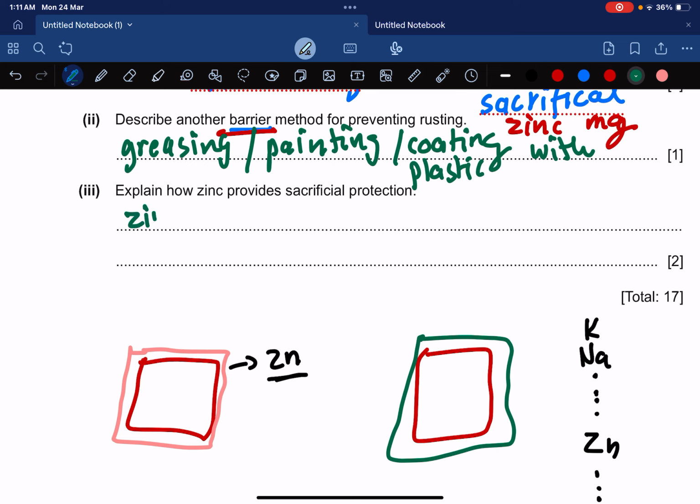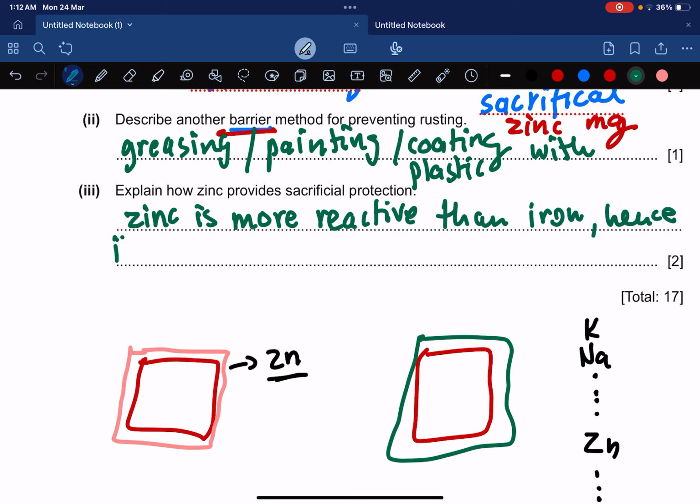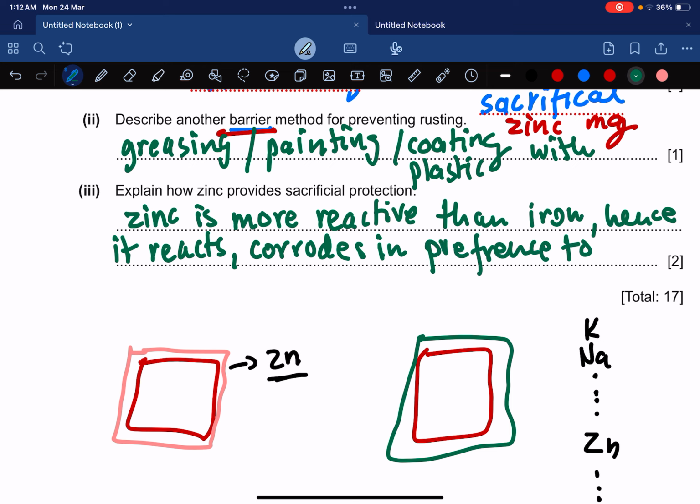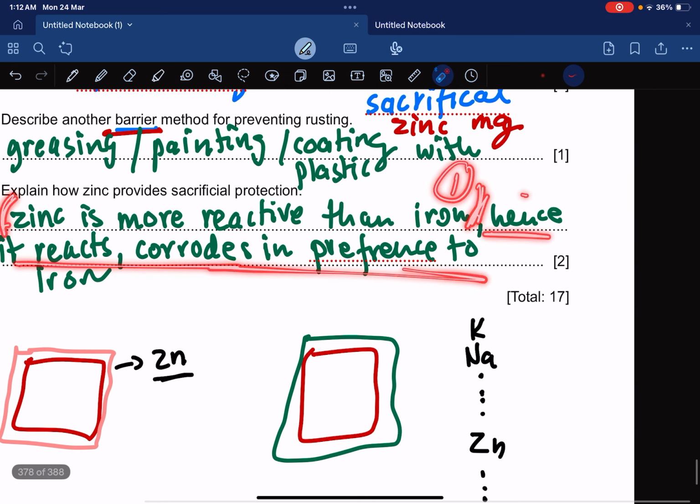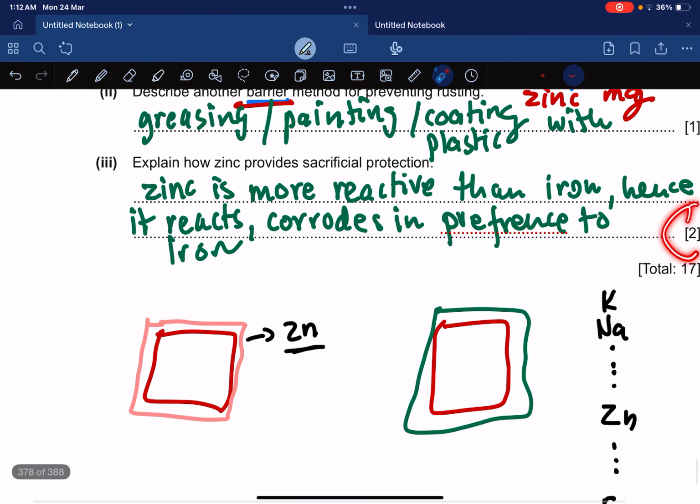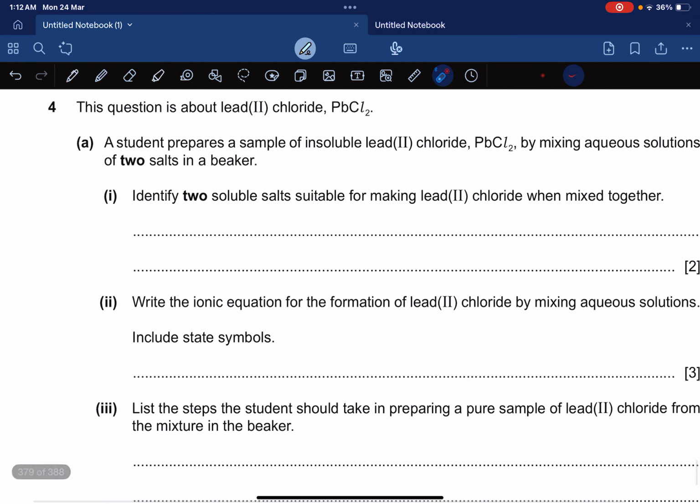zinc is more reactive than iron, hence it reacts or corrodes in preference to iron. These 2 marks: the first mark is for zinc is more reactive than iron, and the second mark is for that it reacts or corrodes in preference to iron, or instead of iron. So you have to write both points in order to get the 2 marks. Achha. Let's move on to the next question.